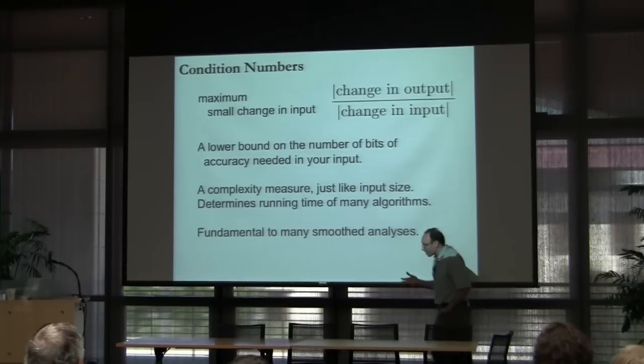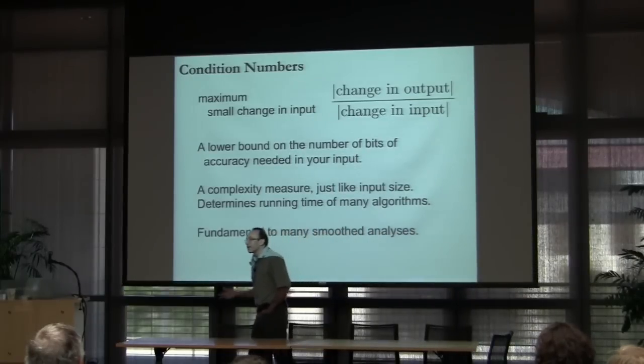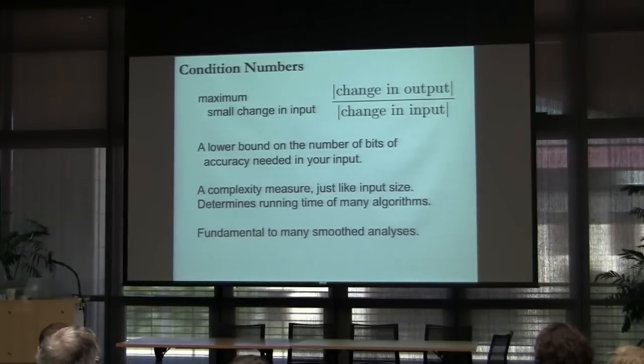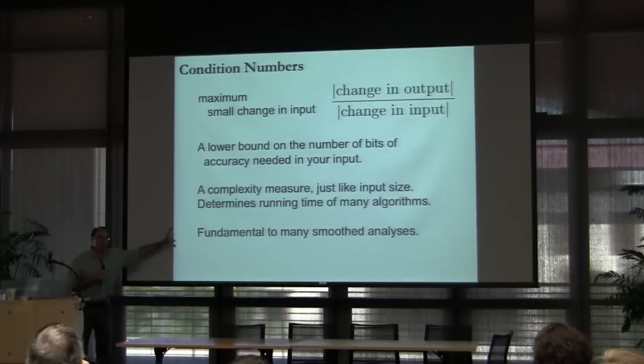Because there's a lot of algorithms from numerical analysis whose running time is proportional to the condition number, or the log of the condition number, or something like that. But they use it as a measure of the complexity just in addition to input size. It's fundamental to many smoothed analyses also. So it's going to pop up in each of the examples I will give you today.